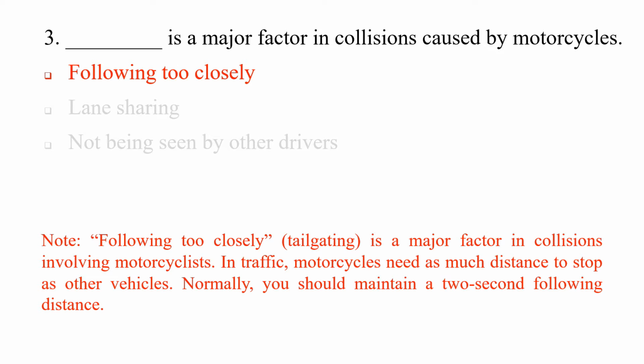The answer is option number 1. Following too closely. Note: following too closely, tailgating, is a major factor in collisions involving motorcyclists. In traffic, motorcycles need as much distance to stop as other vehicles. Normally, you should maintain a 2-second following distance.